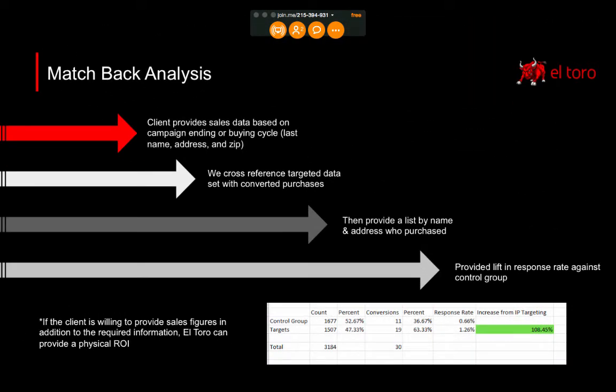Now, one of the best things about us targeting real people and real households is our matchback analysis. The way that this works is that the client would provide the sales data, essentially the name, address, and zip, just like they provided in terms of who we're going to target. We then cross-reference those two data sets and say, okay, we targeted these 50,000 people and these 5,000 people on the list purchased. Here's your ROI, or here's your true conversion list by name, and if the advertiser is willing to share revenue with us, we can actually provide them a dollar figure.